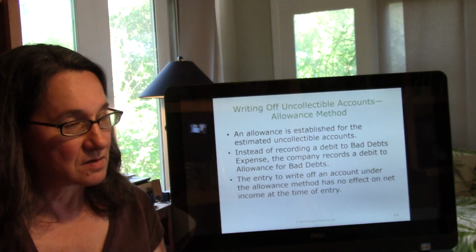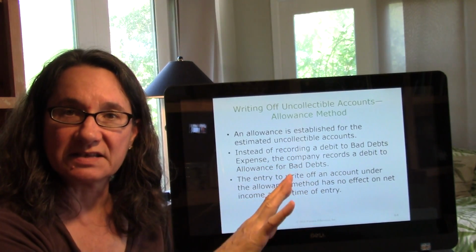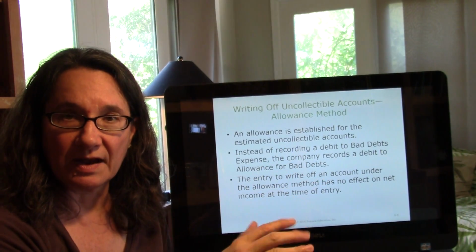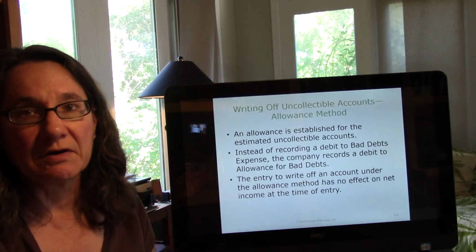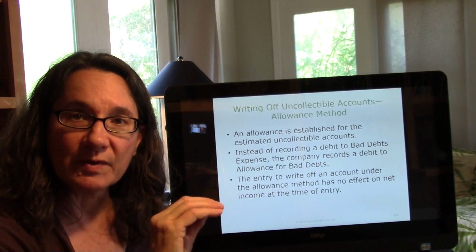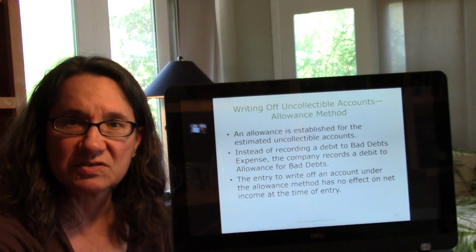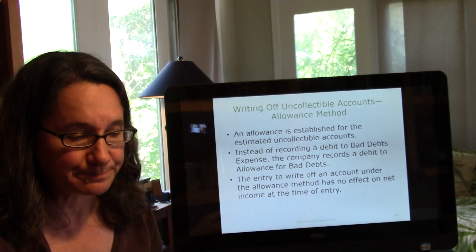So on December 31st, we made that expense and the allowance, right? So now it's just sitting out there. Then say in January, February, somebody doesn't pay us. Now we're going to write them off. But we don't use bad debt expense anymore because we already accounted for the expense. We're just going to write off the receivable.